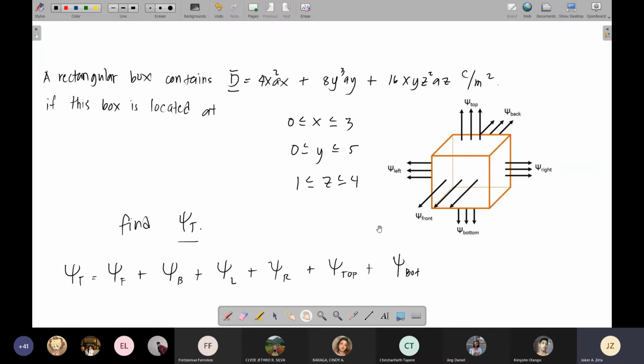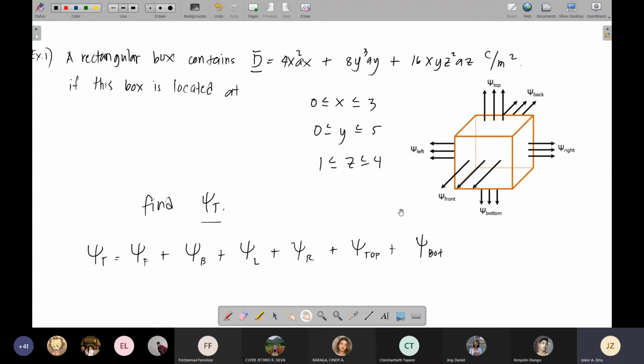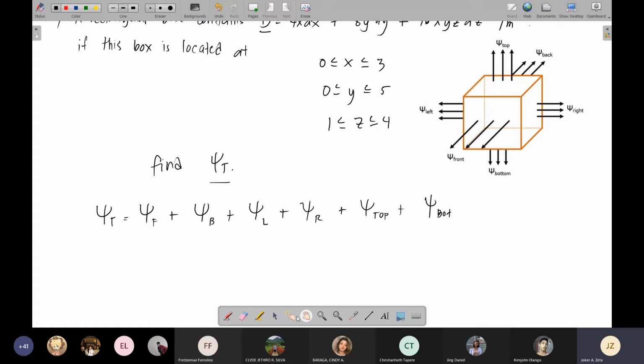So for this one, how to solve? Again, we are going to solve the front surface, the back surface, the left, the right, and the top and the bottom. Since it's in the book, let's start first with the front surface.